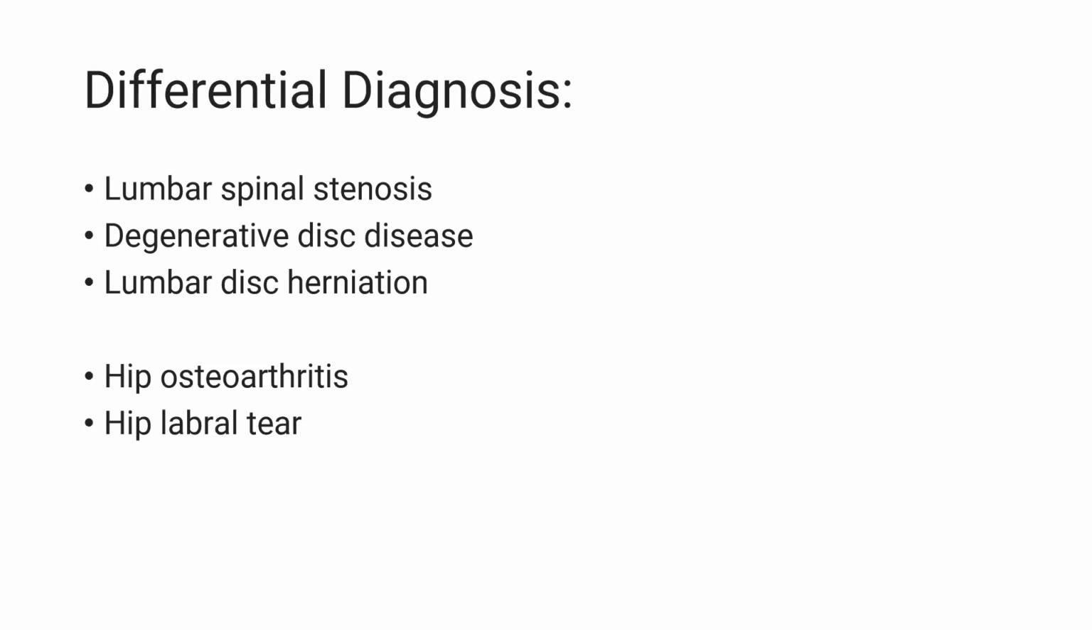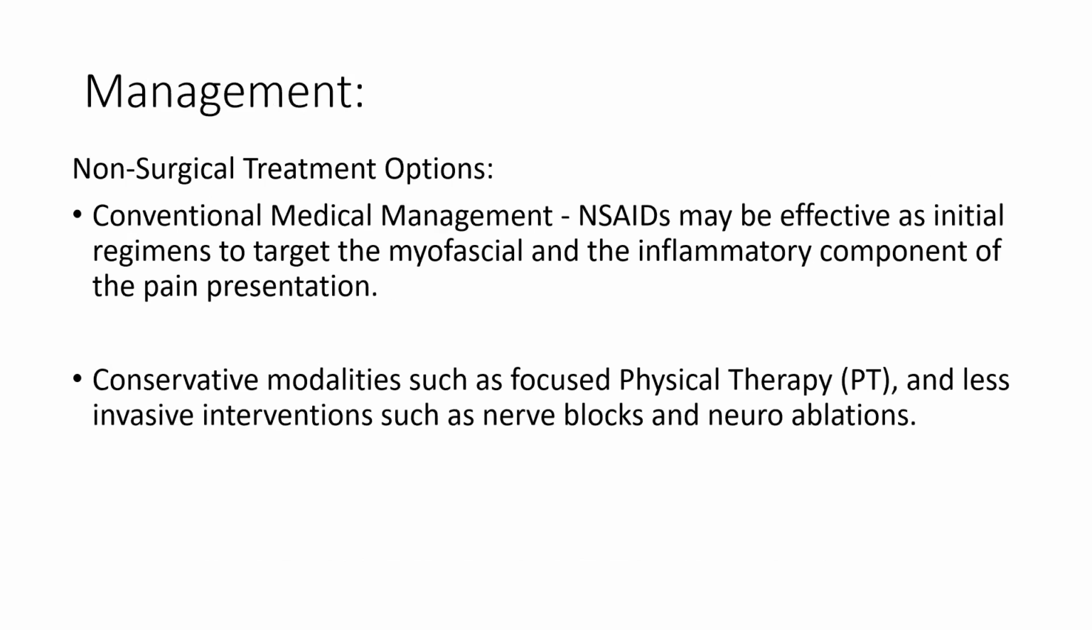Differential diagnosis: lumbar spinal stenosis, degenerative disc disease, lumbar disc herniation, hip osteoarthritis, and hip labral tear. Management: non-surgical treatment options are conventional medical management. NSAIDs may be effective as the initial regimen to target the myofascial and inflammatory component of the pain, along with conservative modalities like physical therapy and less invasive interventions such as nerve blocks and neuroablations.